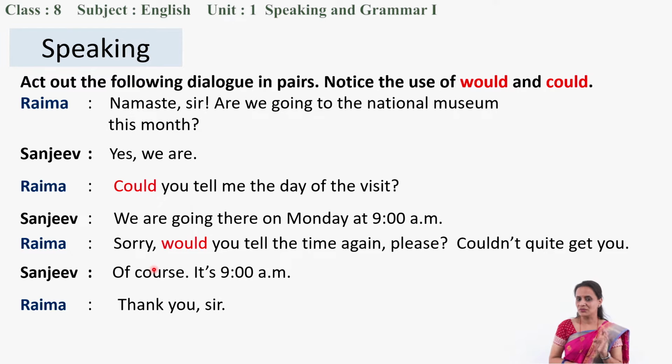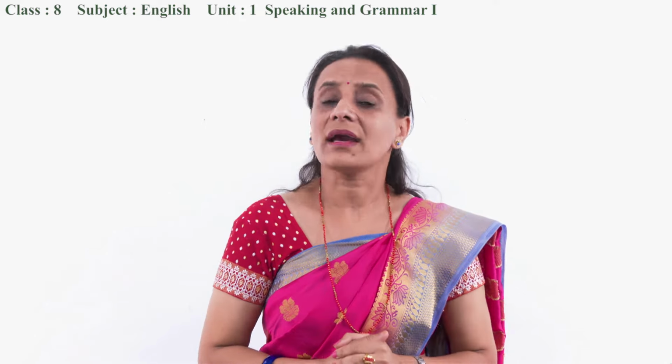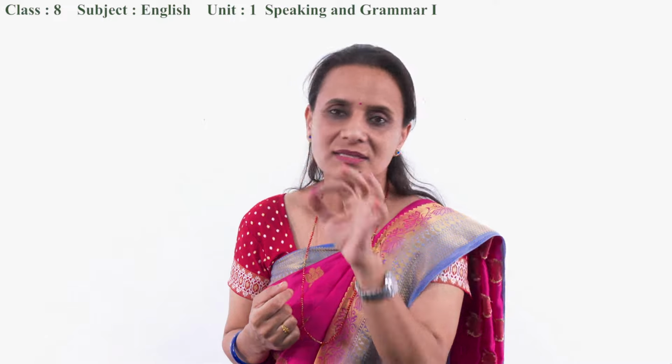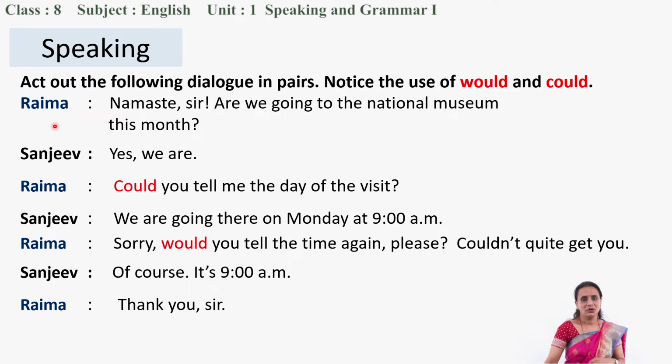Okay. So my dear students, we have already noticed the use of would and could. And we have noticed the use of can also. We did it in the examples earlier. Okay, my dear students, let's act out. I will be Raima and you will be Sanjeev. Very good. Let's act it out. Don't forget that you are Sanjeev and I am Raima. Okay, I'll start it.